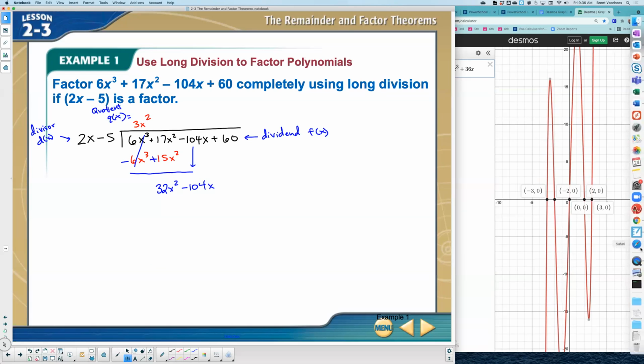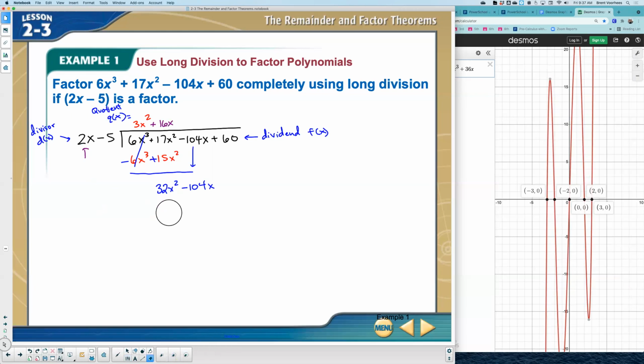And so now I'm back and I'm asking the same question I asked a moment ago. What would be 32x squared divided by 2x? 16x. And since it's positive, I'm going to do a positive 16x right there. And so now I just multiply it out. 2x times 16x is 32x squared. And then I take my 16x, and I multiply it times -5.